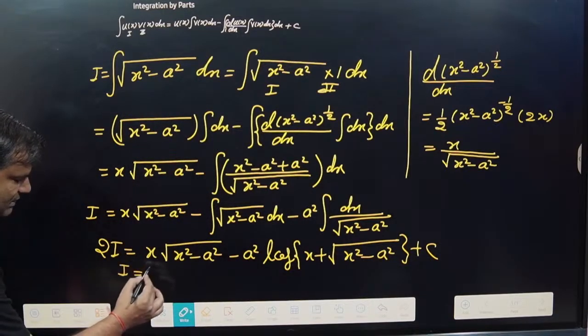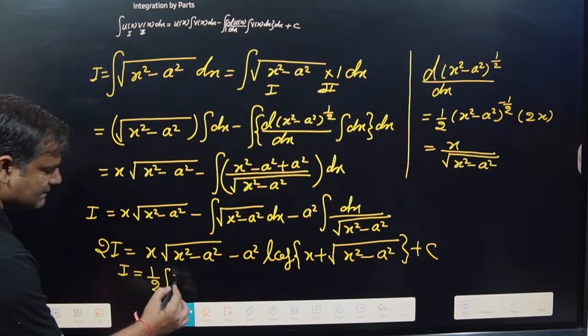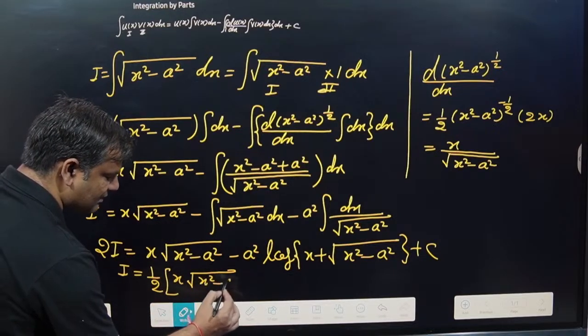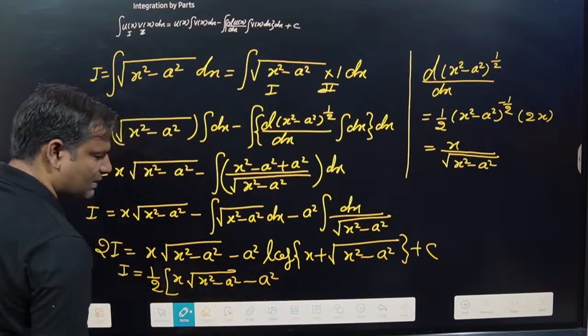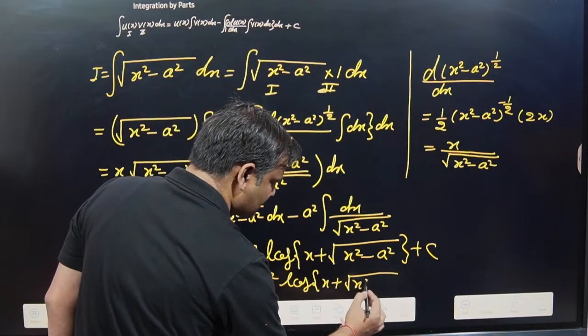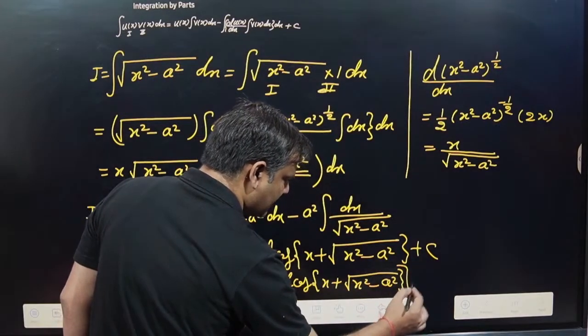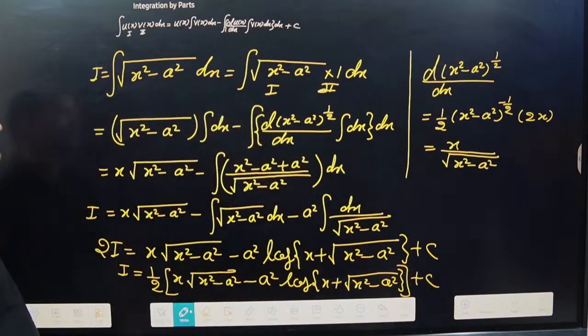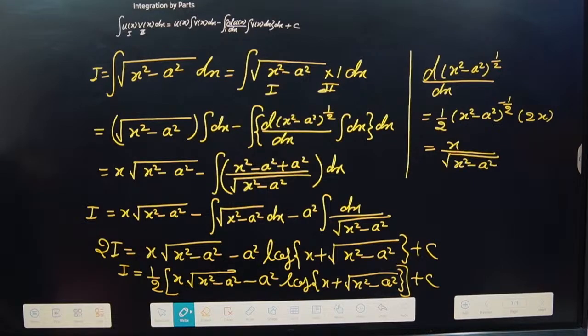So finally I is how much? 1 by 2 x under root x square minus a square minus a square into log of x plus under root x square minus a square plus c is the final answer. Okay. So first of all, if anyone faces any doubt at any step, then comment it, sir, I face a doubt corresponding to that step, and I will discuss it again. Any queries related to that topic, then also comment.